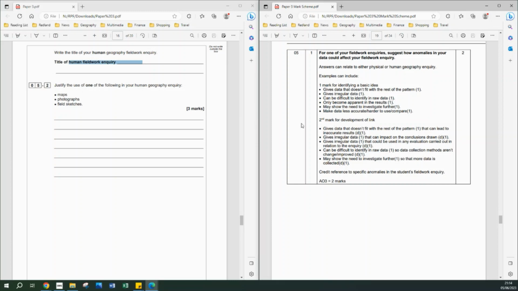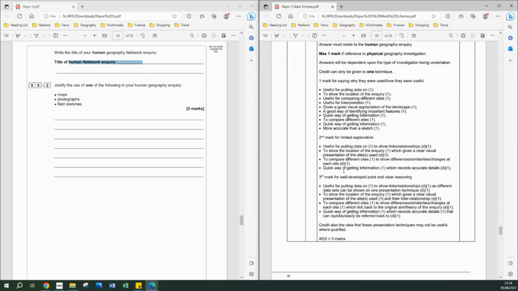So maps, photograph, field sketches, you can say something along the lines of, so if you were to take, say, maps can be useful to compare different sites. Okay, it can show the location of the inquiry. It can be useful to put data on. It's a good visual appreciation of the area. It allows you to get information quickly. And then you could say, well, this helps to show relationships. It helps to give a clear representation of the site that was used to people.